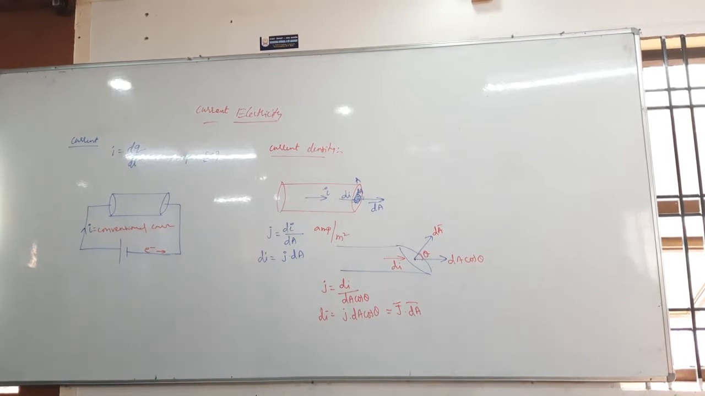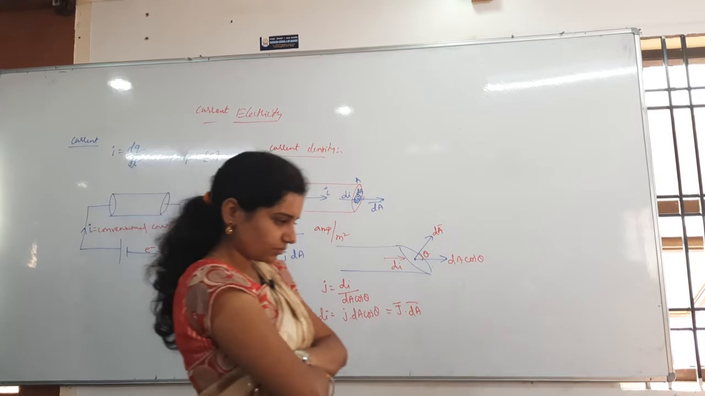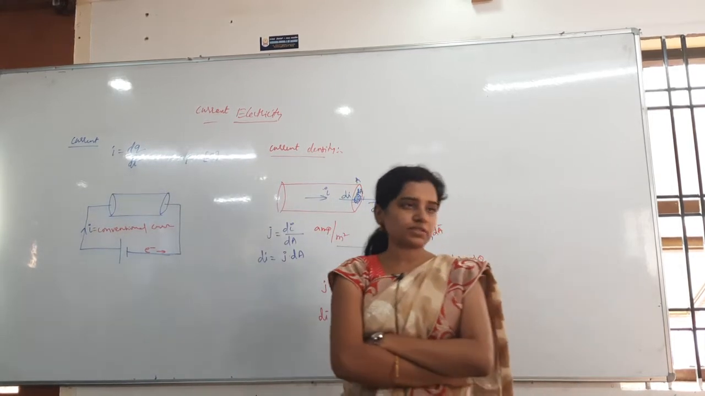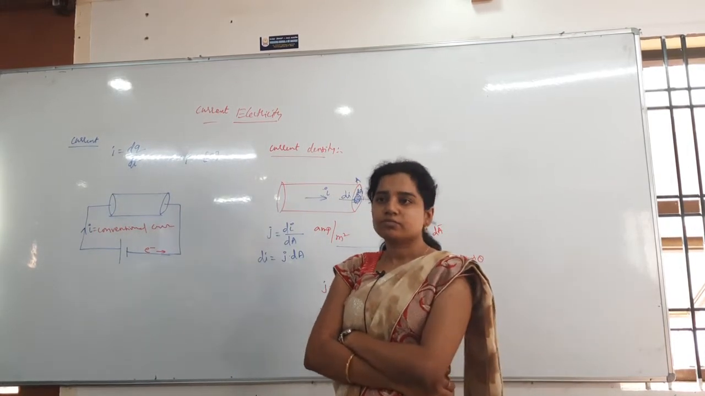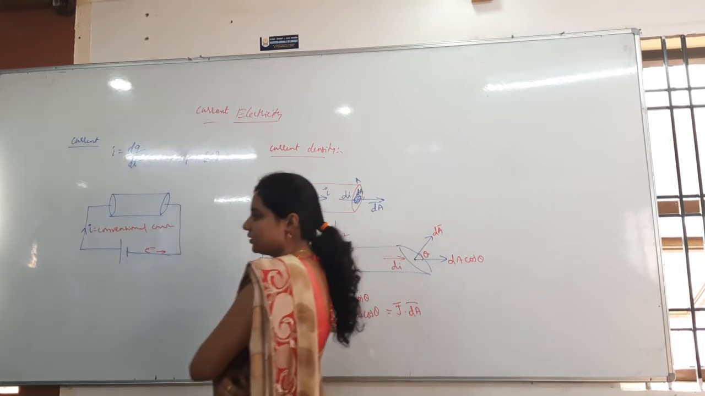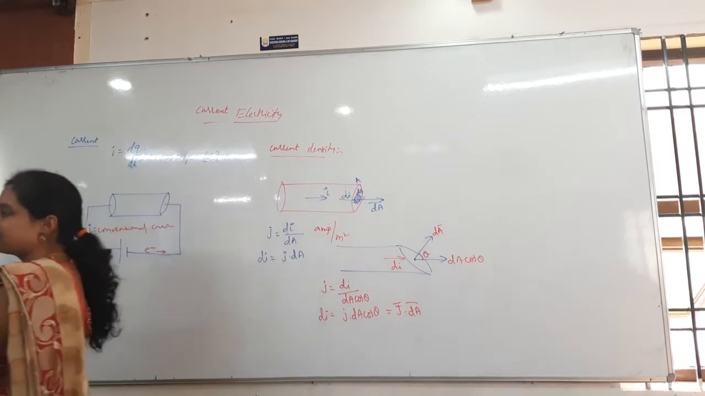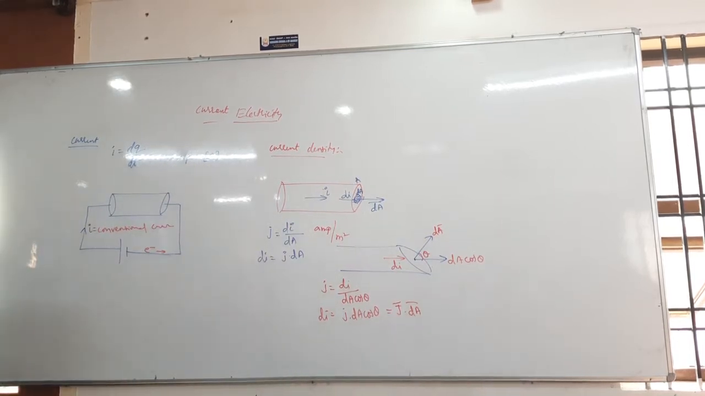First of all, current. The rate of flow of charge. Write the formula: I is equal to dq by dt. Units: amperes. Dimensions: A.